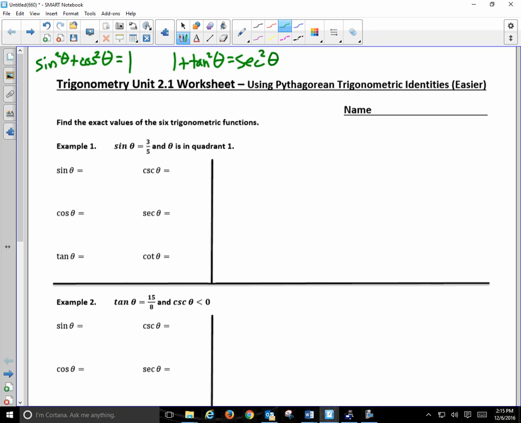And we have 1 plus cotangent squared of theta is equal to cosecant squared of theta. I'm going to write down one more that's often used. Sine of theta over cosine of theta is equal to tangent of theta. And those are all just pulled straight from your sheet that you get for notes.